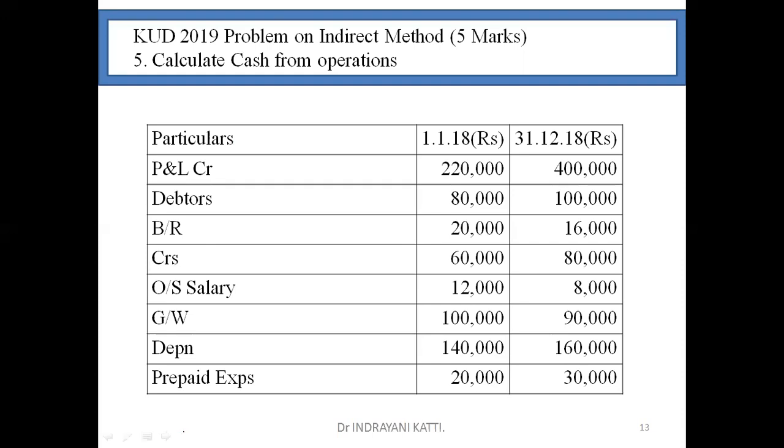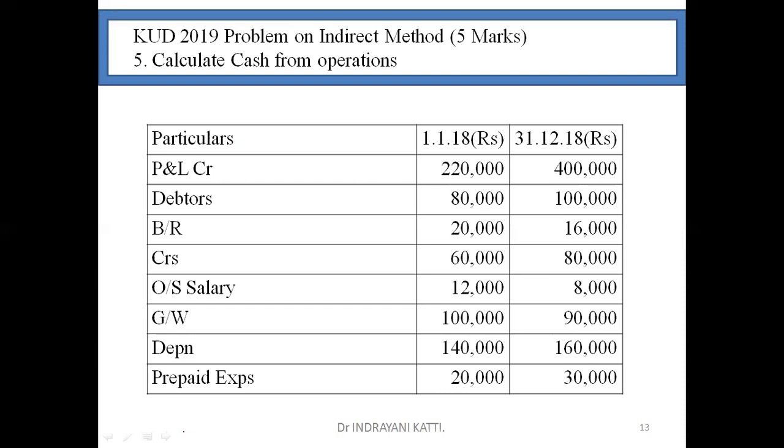Let me go to the next slide, which focuses on a Karnataka University question paper, 2019. The question is asked for 5 marks, and you have been asked to calculate the cash from operations, right? A simple problem is given to you. There are two methods of calculating the cash from operations: one is the direct method, and one more is called the indirect method.